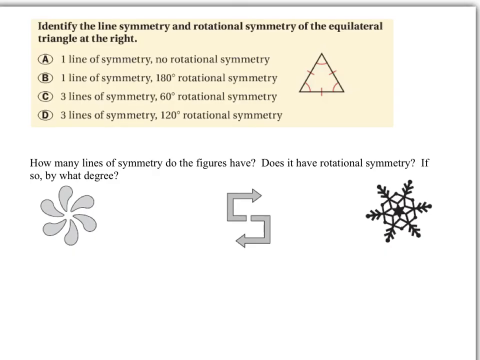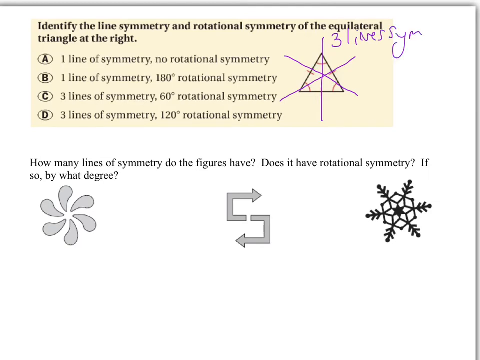For this question, we need to identify the line symmetry and rotational symmetry of the equilateral triangle at the right. If you remember, an equilateral triangle means that all 3 sides are the same, but it also means that all 3 angles will be the same. So for the line symmetry, I'm going to do this in purple. I have 1 right down the center, 1 down the center of the next corner, 1 down the center there. So I actually have 3 lines of symmetry.